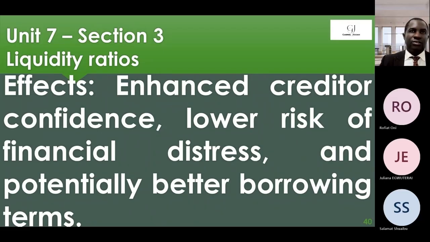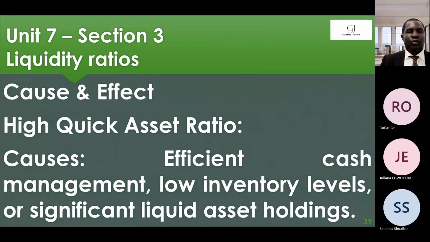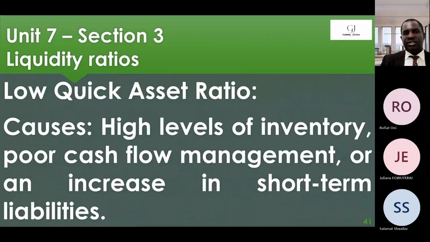So where you have trade creditors that need their money mostly in 30 days, it enhances their confidence that we're able to meet our liquidity obligations or our short-term obligations. It reduces risk of financial distress and potentially gives better borrowing terms. So maybe where you need overdrafts from the bank for 30 days, 60 days, it's easily granted because you have good current asset or working capital management.